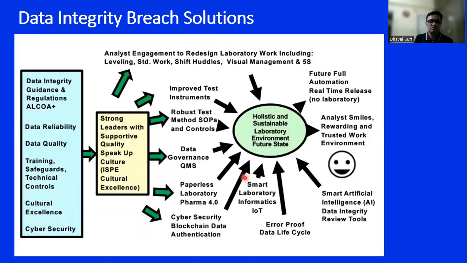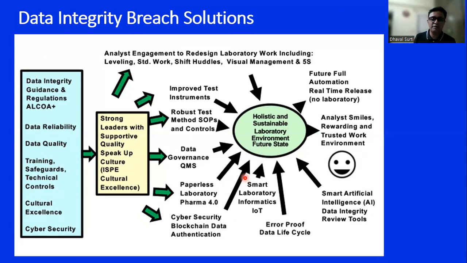Now, how to solve for this? We understand data, we understand metadata, we understand data integrity. So how can we solve for it? First, we have to provide data integrity guidance and regulations within the company. We have to ensure data reliability. We have to ensure data quality. We have to provide training to safeguard the technical controls. There should be electronic controls wherever possible. Manual entries are to be avoided. Wherever possible, it should be converted into a digital form. Whenever possible, cross-checking has to be introduced.